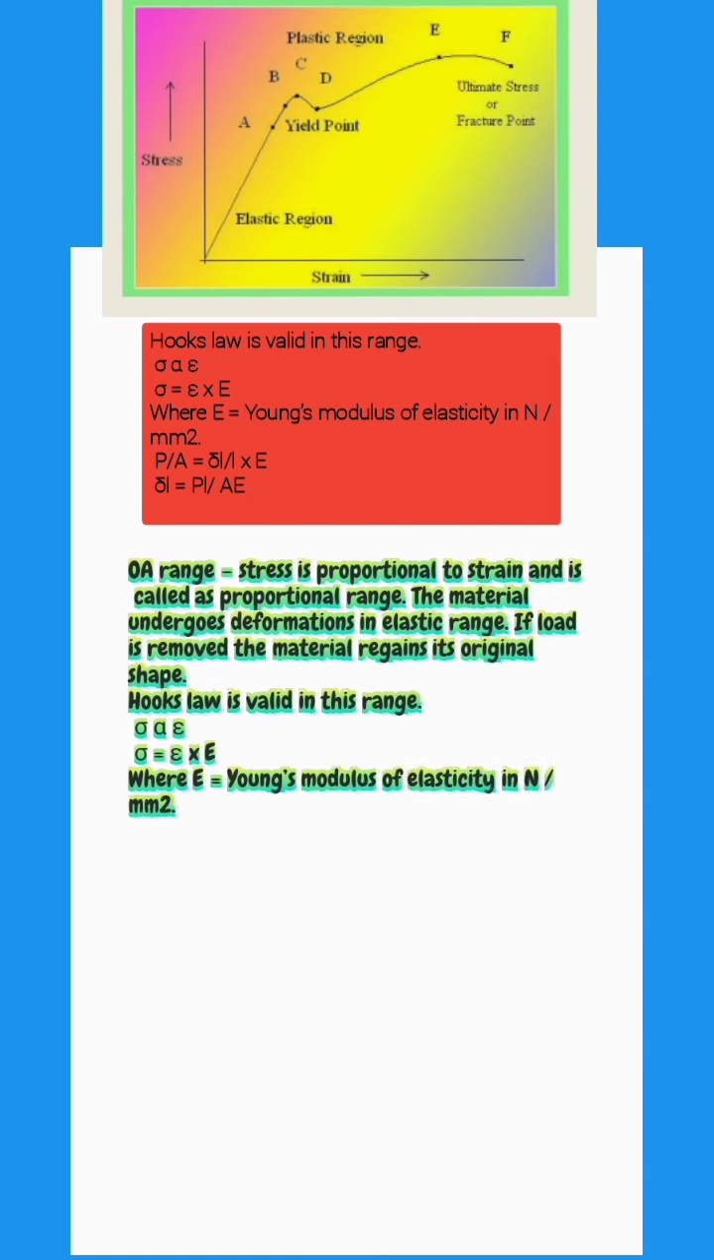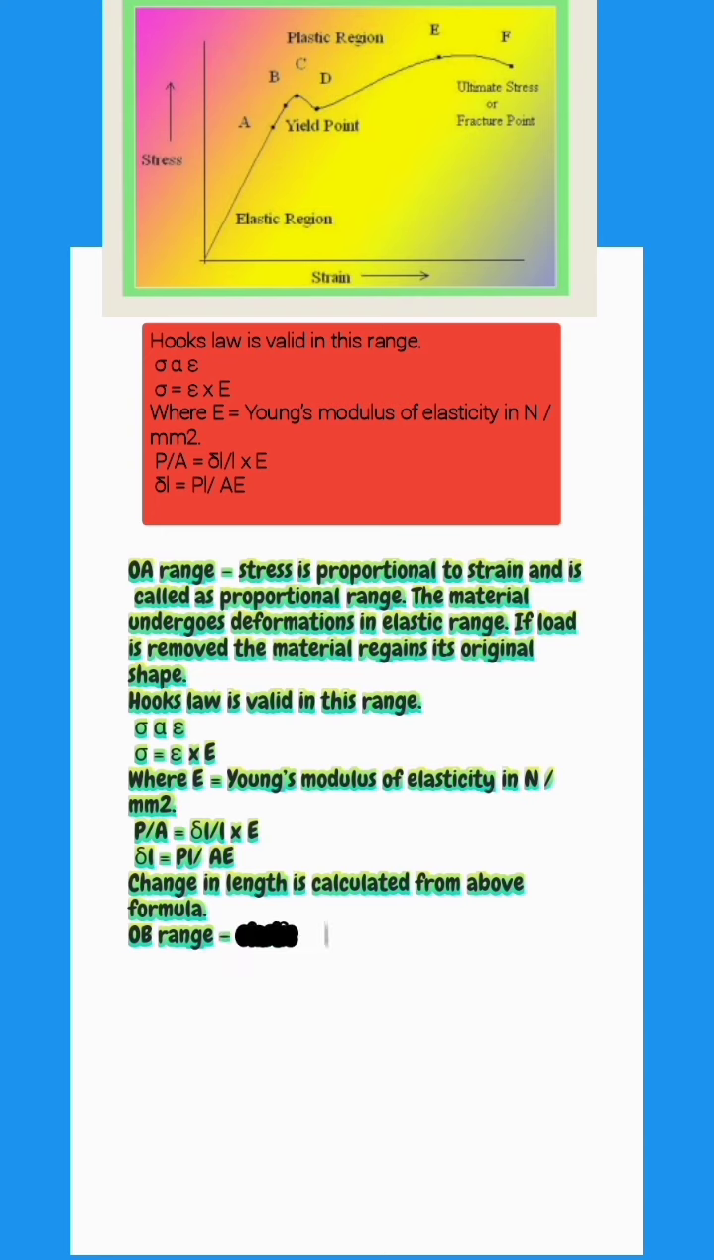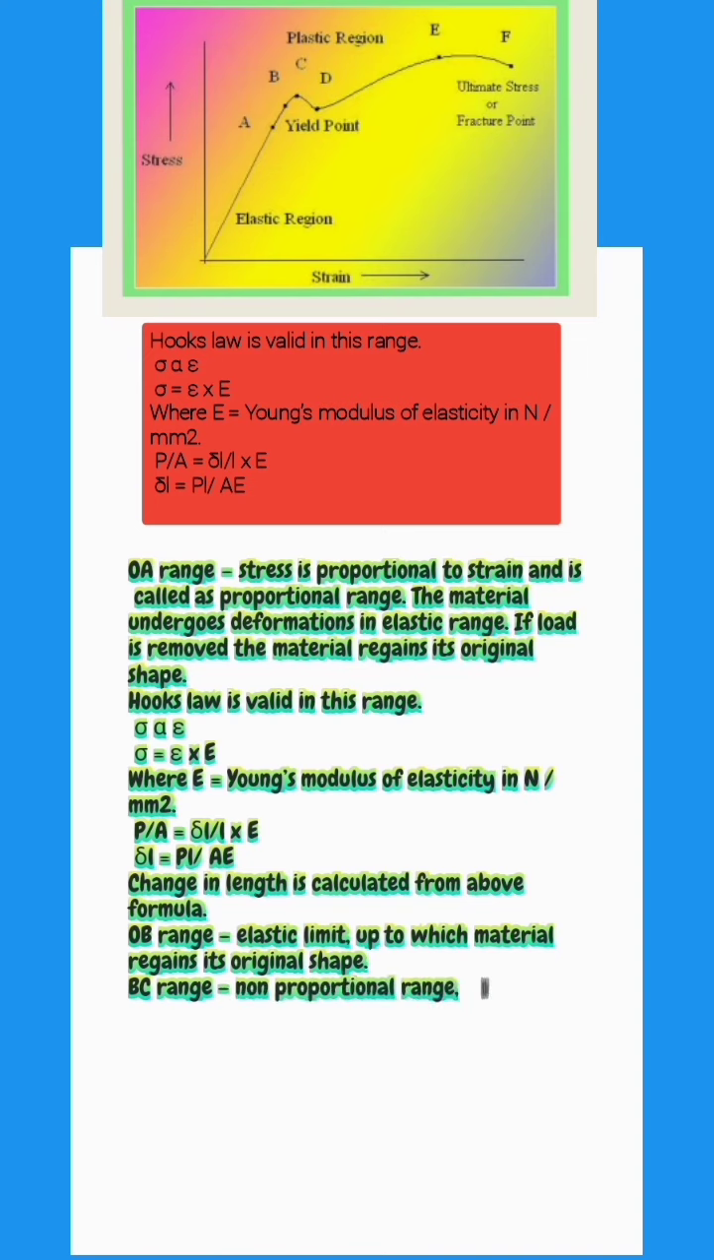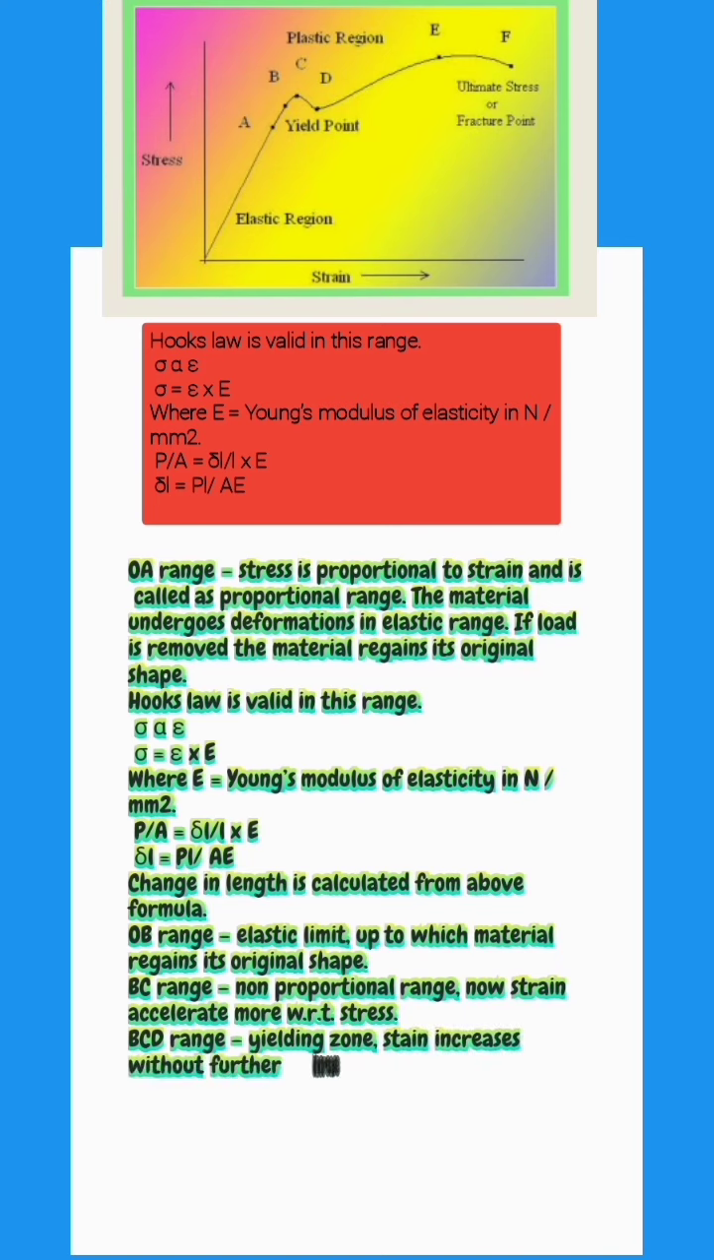Sigma equals epsilon into E, where E equals Young's modulus of elasticity in Newton per square millimeter. P upon A equals delta L by L into E. Delta L equals P into L upon A into E. Change in length is calculated from above formula. OB range. Elastic limit, up to which material regains its original shape. AB range. Non-proportional range, now strain accelerates more with respect to stress.